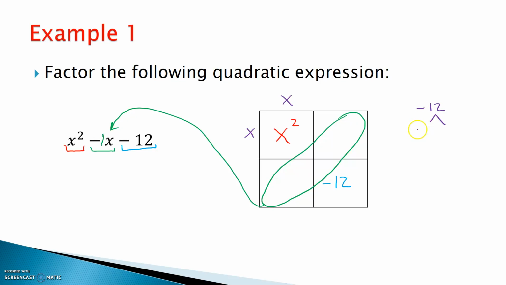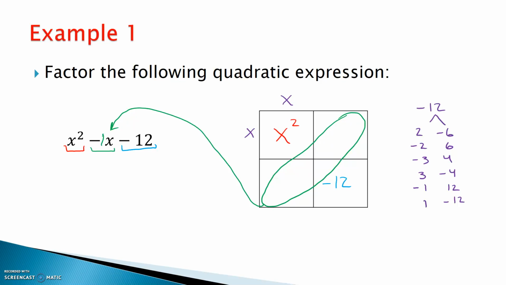Negative 12 can be 2 and negative 6, or negative 2 and positive 6. I can say negative 3 and positive 4, or positive 3 and negative 4. I can also say negative 1 and 12, or positive 1 and negative 12. I think I've got everything: I did 1 times something, 2, 3, 4. So now it's a matter of picking the right one.